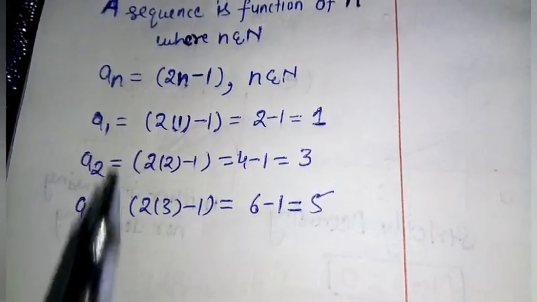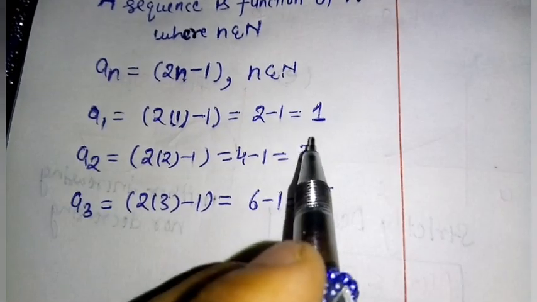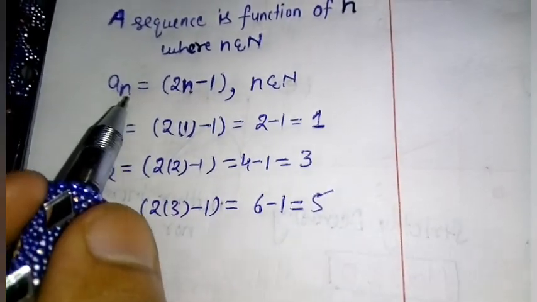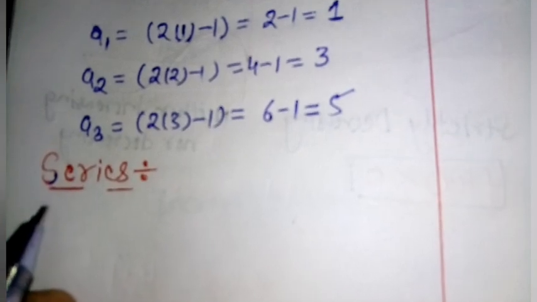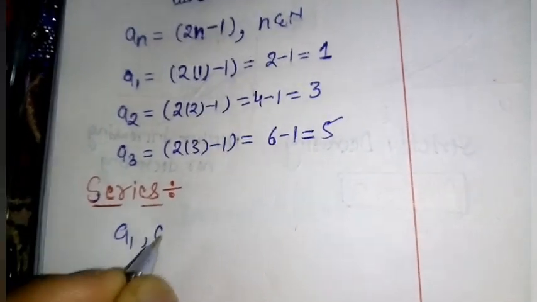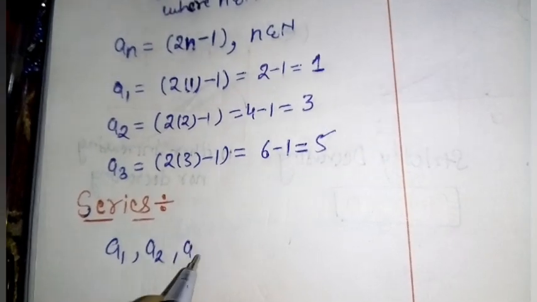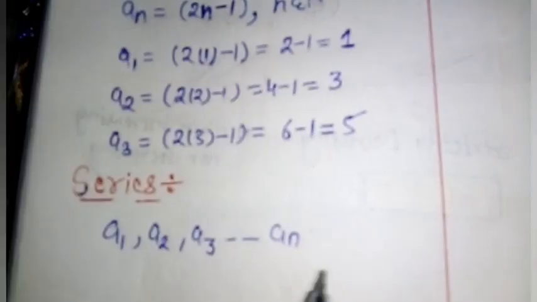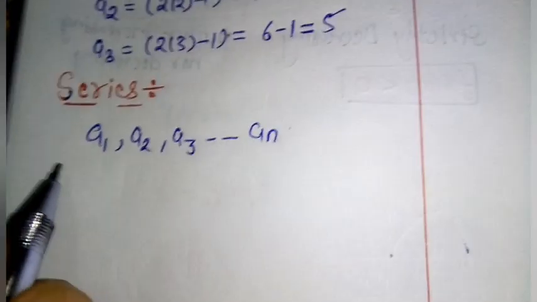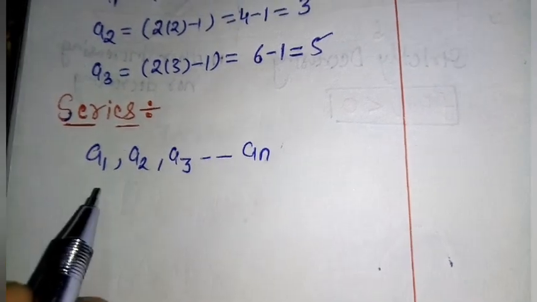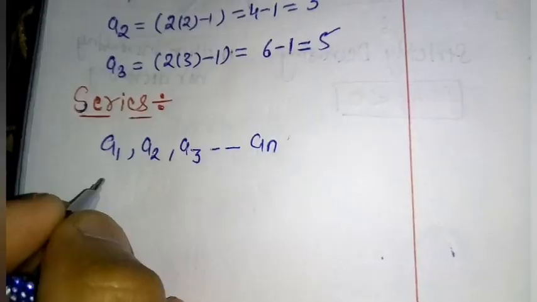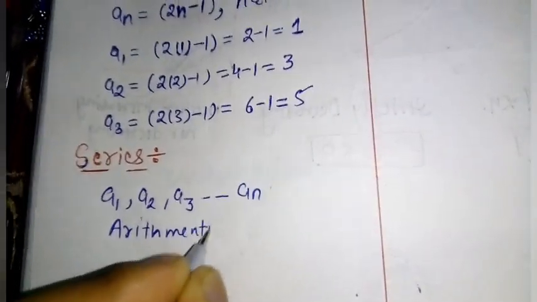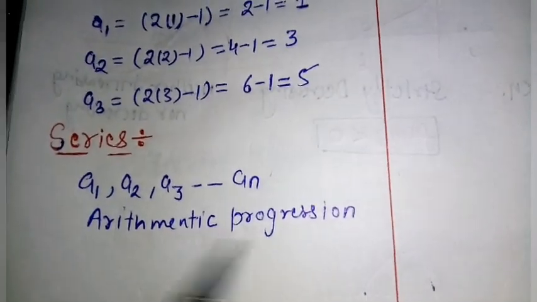n में put वैल्यू 1, 2, 3, तुम्हारे पास ओड वैल्यू आ रही है 1, 3, 5। नेक्स्ट करेंगे तो 7 देन 9, और दिस इज कॉल्ड सीक्वेंस। नाउ वी डिस्कस अबाउट द सीरीज a1, a2, a3 up to a_n. This is called series, and this series is series of arithmetic progression, that is AP. This is called arithmetic progression.